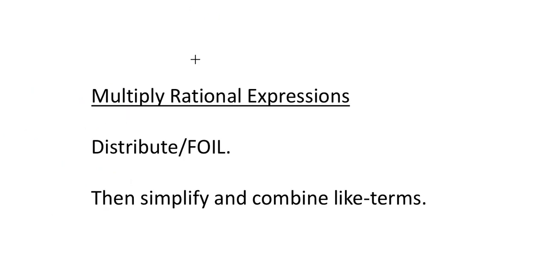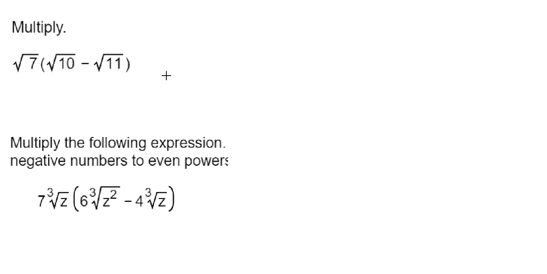Okay. The next type of problem will be multiplying these rational expressions. And to multiply, again, it's very much like polynomials. Just like we were doing adding, subtracting, you combine like terms. To multiply, it's like polynomials. You either distribute or you FOIL. And then after you do that, you simplify and combine like terms where possible. All right, so let's take a look at a couple of examples.